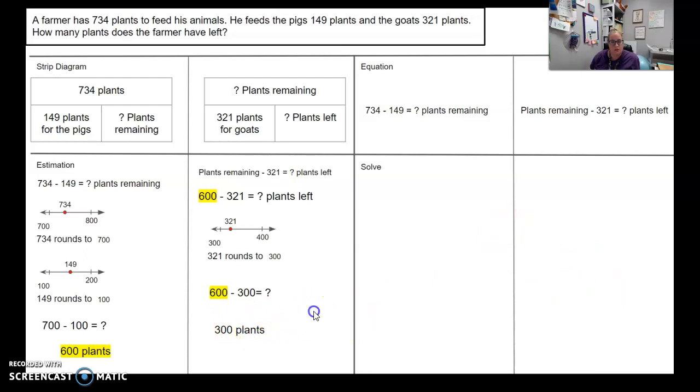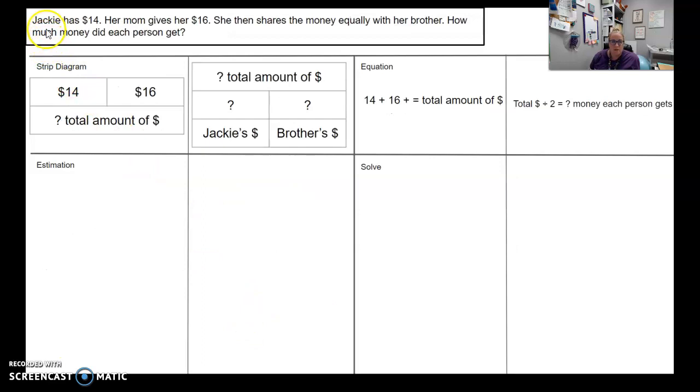Let's look at our next question. Our next question says Jackie has $14. Her mom gives her $16. She then shares the money equally with her brother. How much money did each person get? Well, I know that from our strip diagram that we had 14 and she got 16 more, and we're looking for that total amount of money. So if I look at my equation, it's 14 plus 16, and remember I forgot to change this, it should say equal. 14 plus 16 equals the total amount of money.